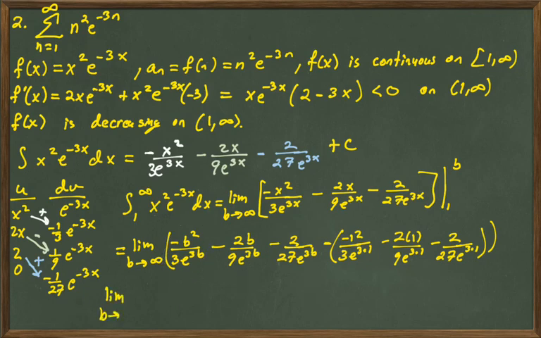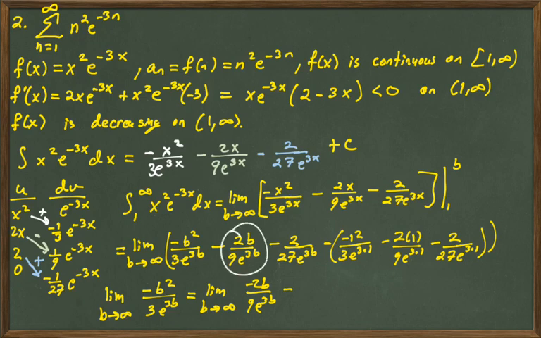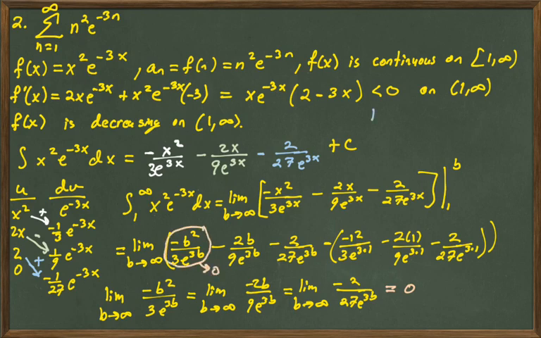So the limit as b goes to infinity of negative b squared over 3e to the 3b. And we just saw that that was the form negative infinity over infinity, so that's a candidate for L'Hopital's rule. So we go ahead and apply L'Hopital's rule. So it's negative 2b over 9e to the 3b. That's exactly this right here, and that's going to be a negative infinity over infinity. So we can apply L'Hopital's rule again. So it's going to be the limit as b goes to infinity of negative 2 over 27e to the 3b. And that's going to go to 0 as b goes to infinity. So we know that that first term is going to go to 0.